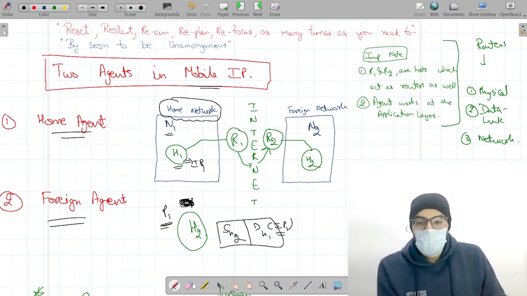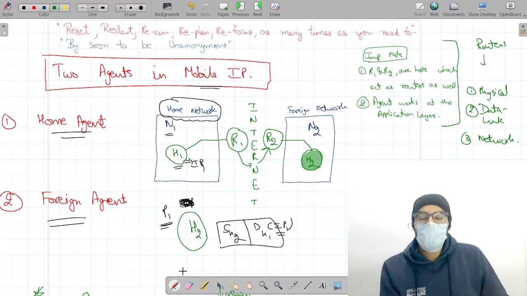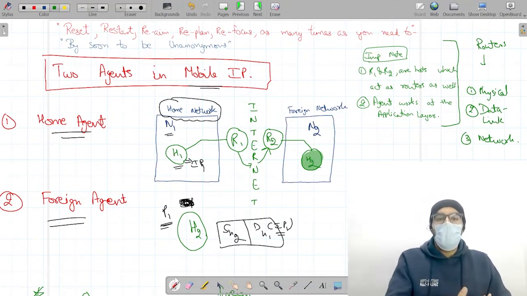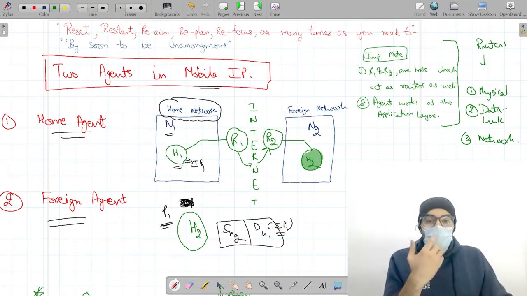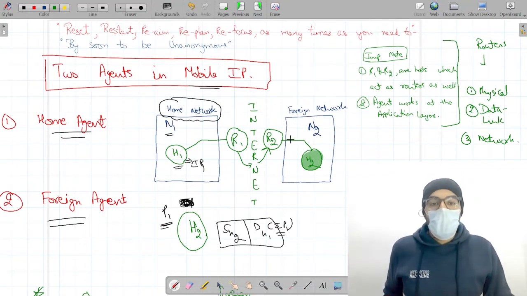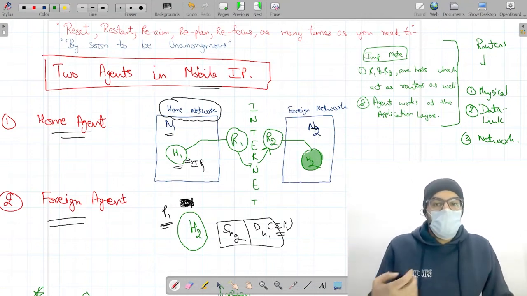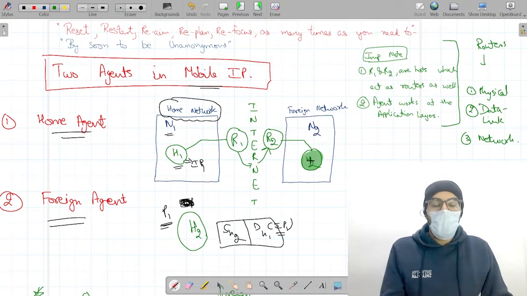Now let's say that this host 1 changes its network from N1 to N2. The new network in which the host is residing is now N2. Since the host is temporarily coming to this new network, we'll call this new network the foreign network. And router 2 takes care of assigning the IP addresses to all the hosts in network N2.